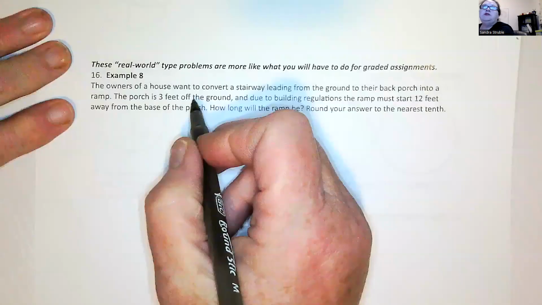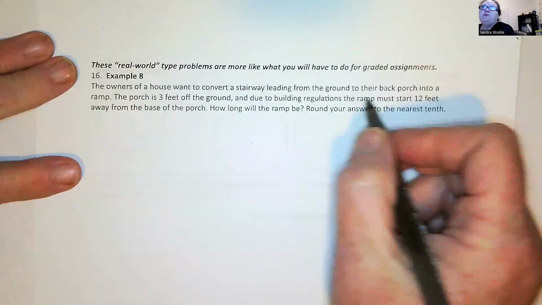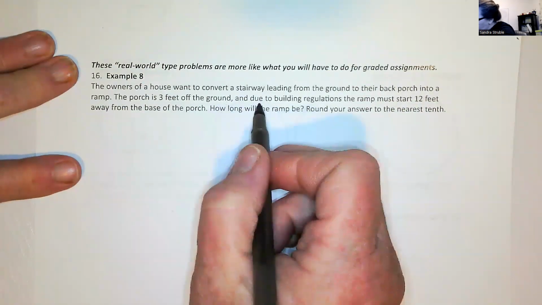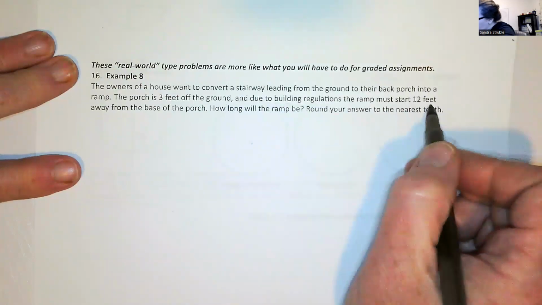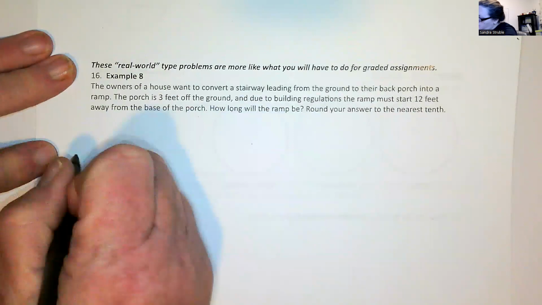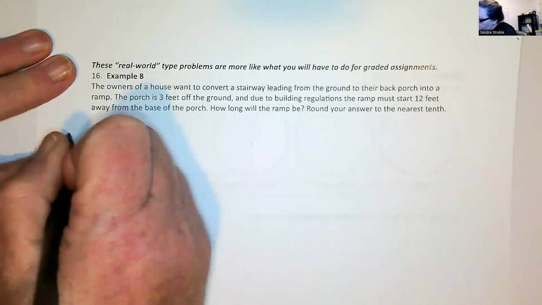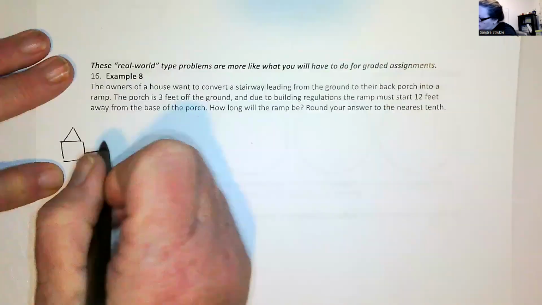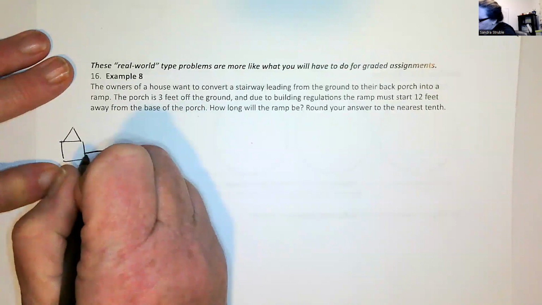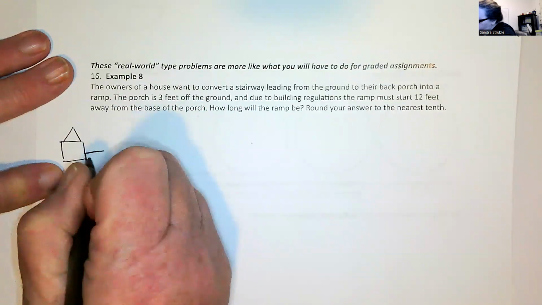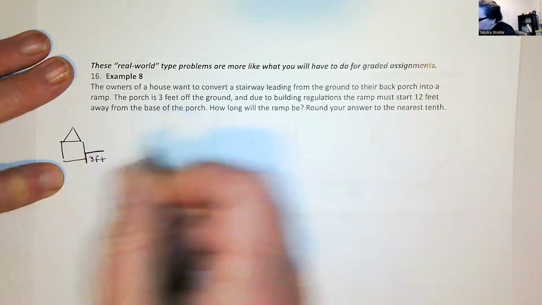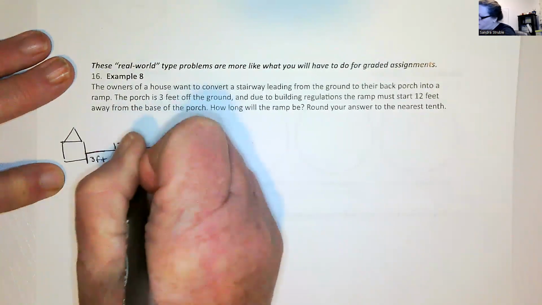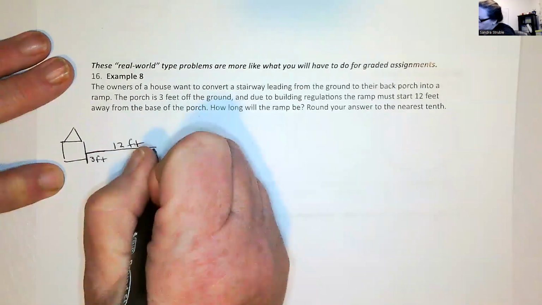All right, the owners of a house want to convert a stairway leading from the ground to their back porch into a ramp. The porch is 3 feet off the ground, and due to building regulations, the ramp must start 12 feet away from the base of the porch. So we've got a porch. So here's a house, and they've got a porch that comes off the house. And so that is 3 feet off the ground. Okay, 3 feet. And we need this to come out 12 feet based on regulations.